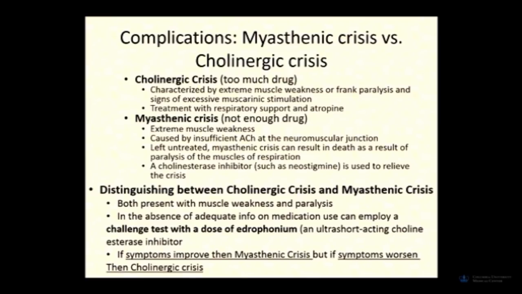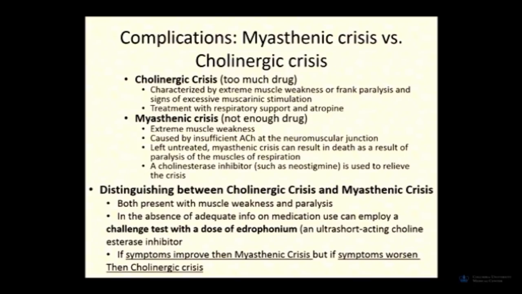So how do we decide which one someone is in? If you know very little about their patient history or their drug history, how do you decide which one they are in? Well, there's a technique called a challenge test used to distinguish between cholinergic crisis and myasthenic crisis. It's the application of a dose of what's called edrophonium. Edrophonium is an ultra short acting cholinesterase inhibitor.